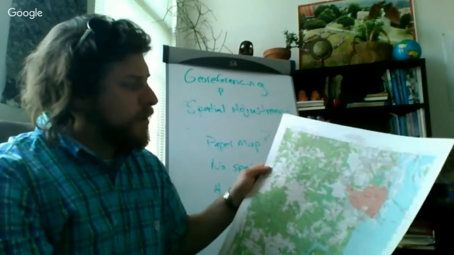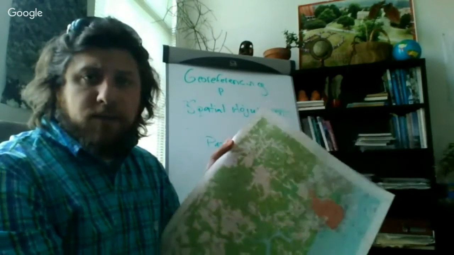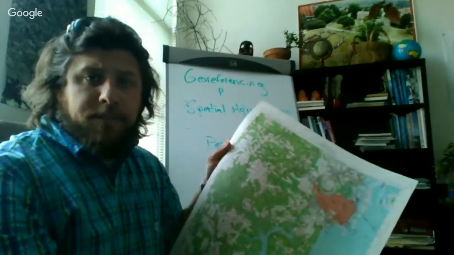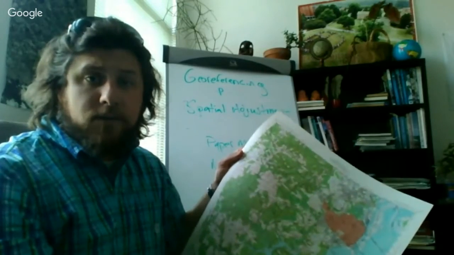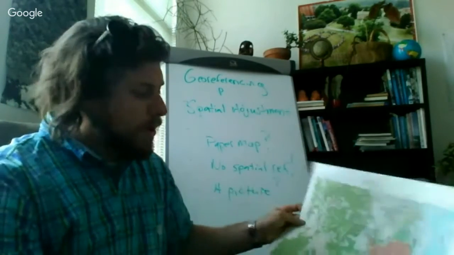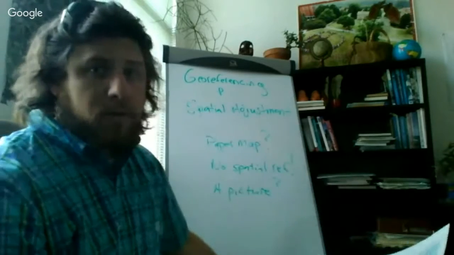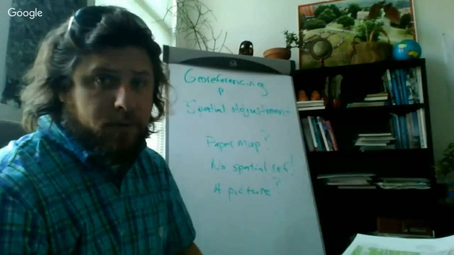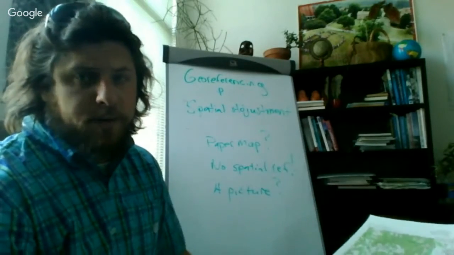At the end of the day, maybe I want to take those plotted coordinates on the topo map and get them into a GIS. So how do I do that? Well, georeferencing is one of the techniques that we would use, or also spatial adjustment. We'll talk about the difference there.